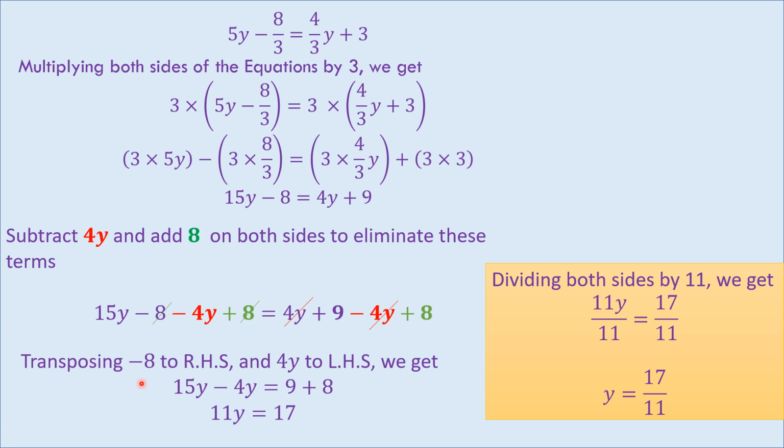Let's do that. After transposing minus 8 to RHS and 4y to LHS, we get 15y minus 4y equal to 9 plus 8, which becomes 11y equals 17. And by dividing by 11 on both sides, we get y equals 17 by 11.